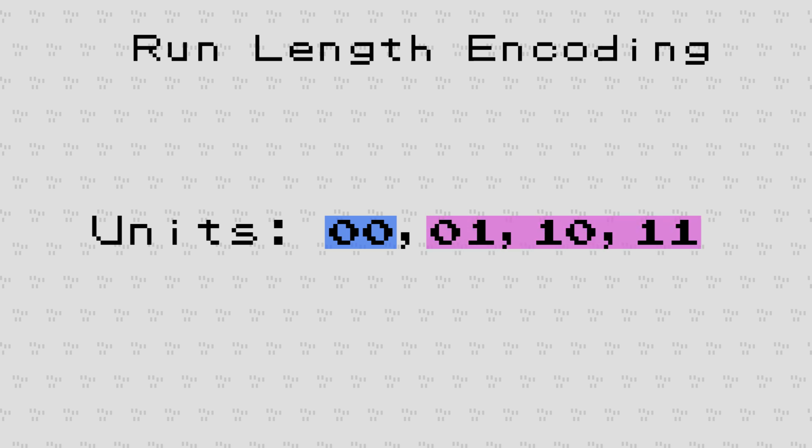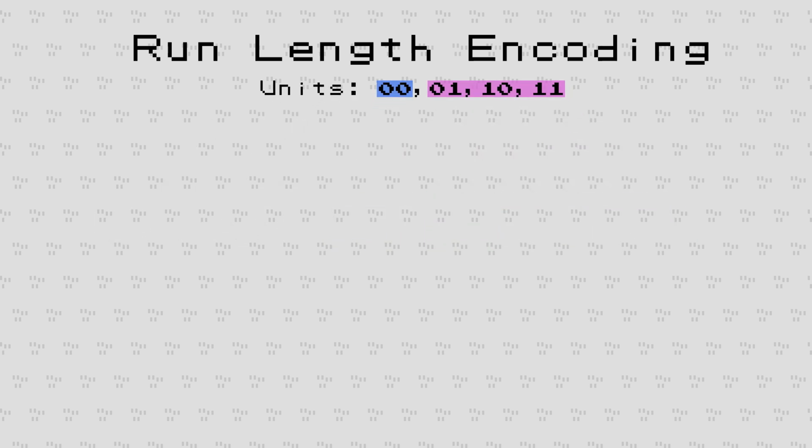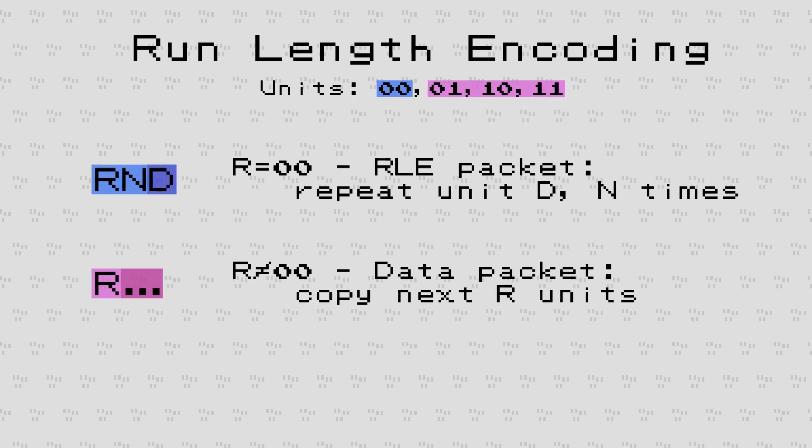So even if there was just a single 0, 0 pair, it would have to be assigned to an RLE packet. The advantage of this distinction is that it greatly simplifies some things. An RLE packet does not have to specify which pair of bits it is repeating, since it will always be the pair 0, 0. Also, since the data packet will never contain a 0, 0 pair, it won't need to specify how many pairs it contains.